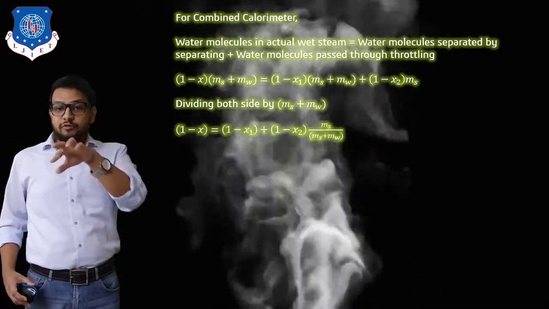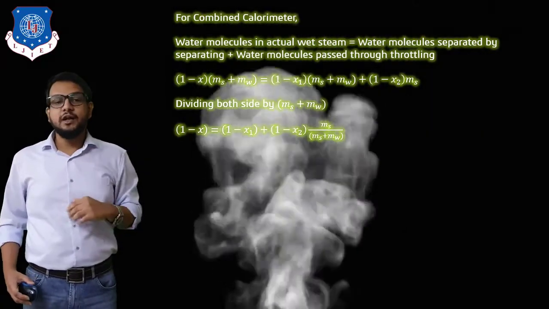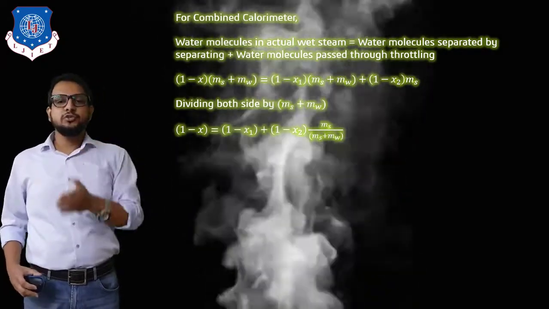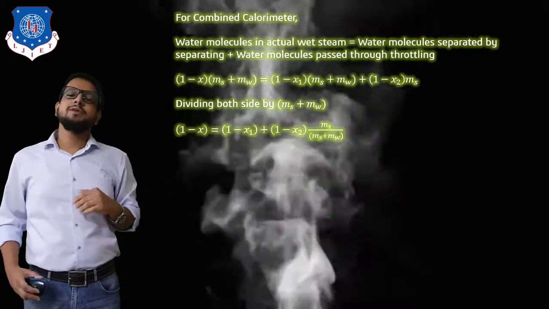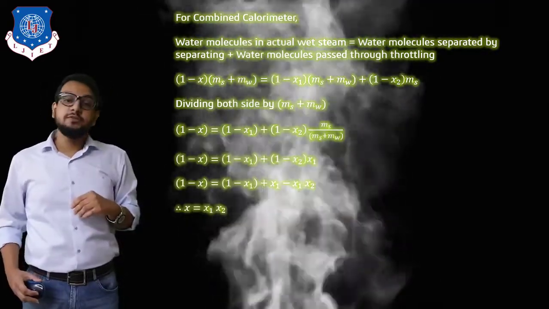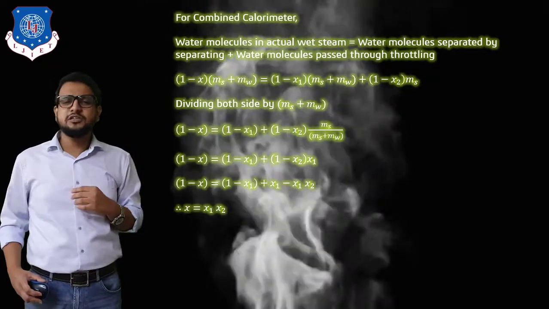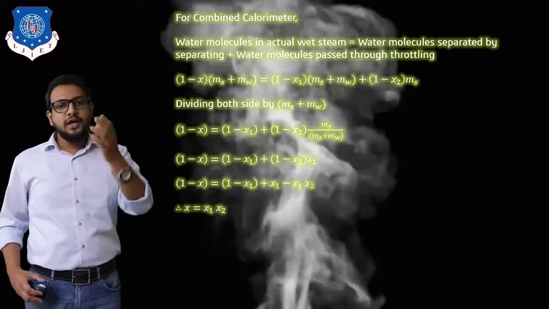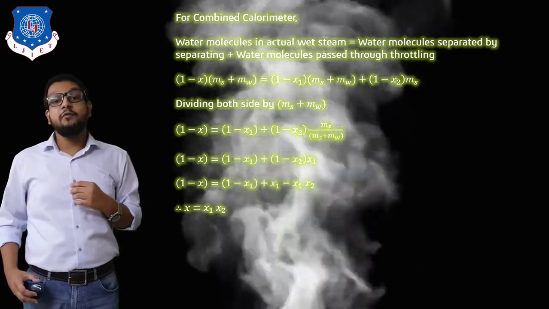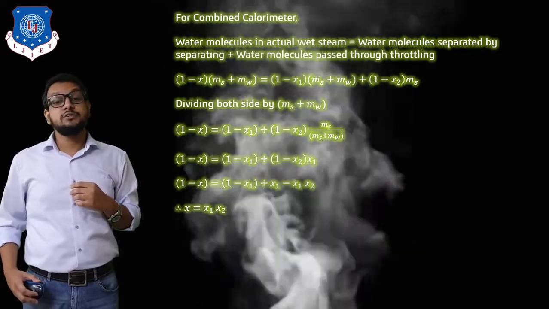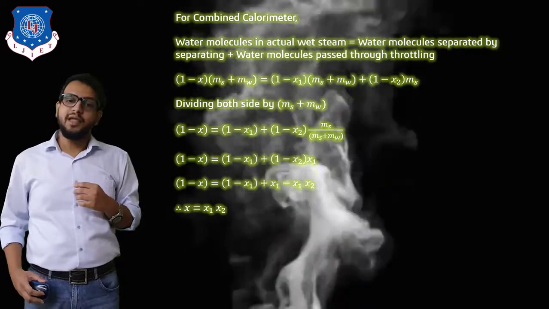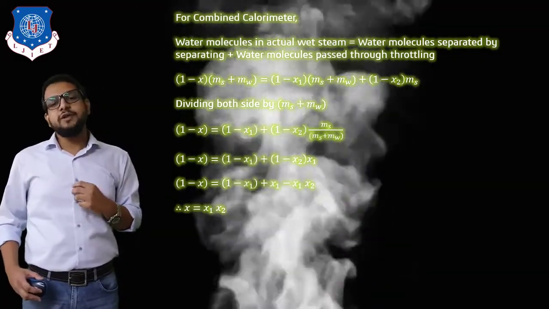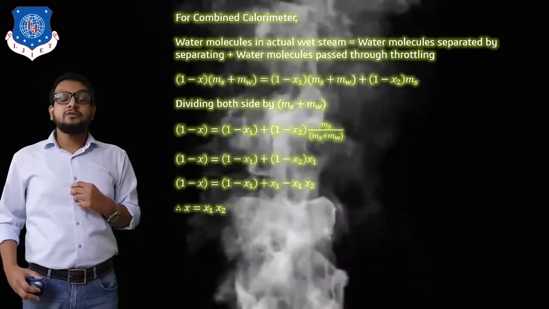Now dividing both sides of the equation by ms plus mw, we can write 1 minus x is equal to 1 minus x1 plus 1 minus x2 into ms upon ms plus mw. Now what is ms upon ms plus mw? It is the dryness fraction obtained by the separating calorimeter, so it is replaced in the next step by x1. We can write this step as follows: 1 minus x is equal to 1 minus x1 plus 1 minus x2 into x1. Expanding the terms, we get the final equation for the dryness fraction of the wet steam, which is equal to x1 into x2.